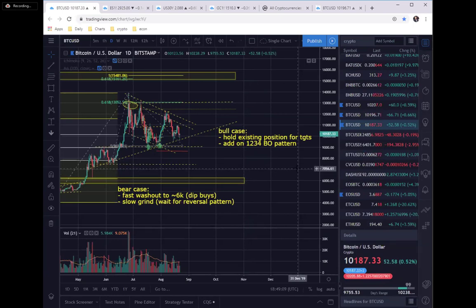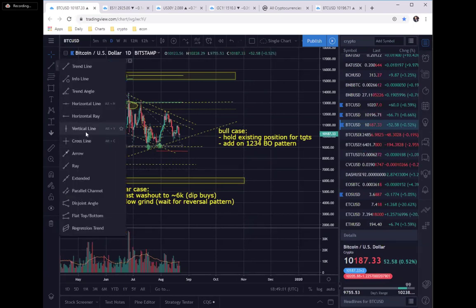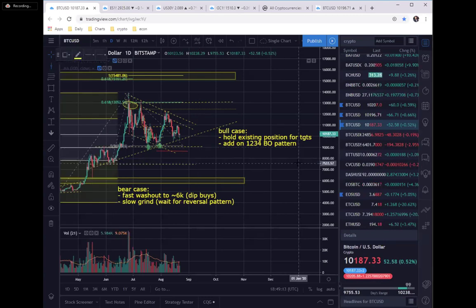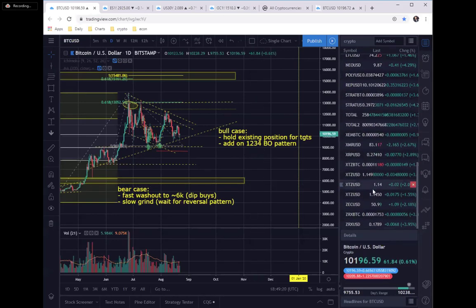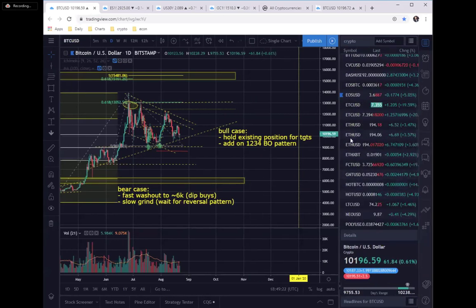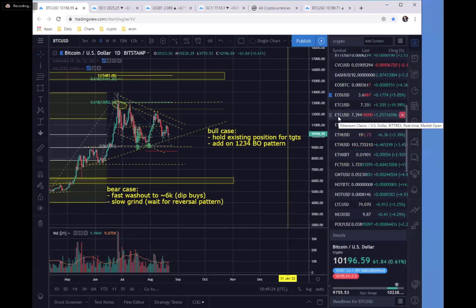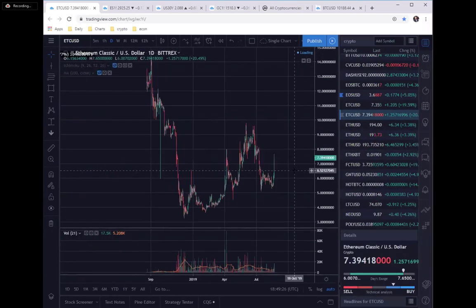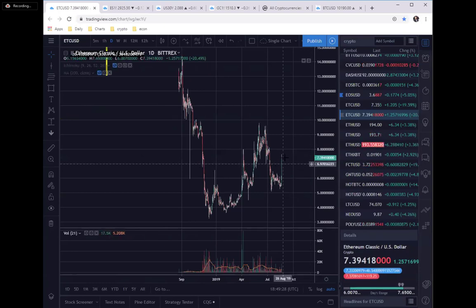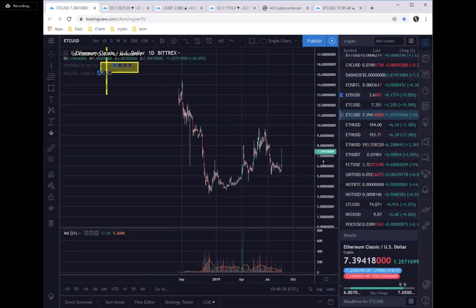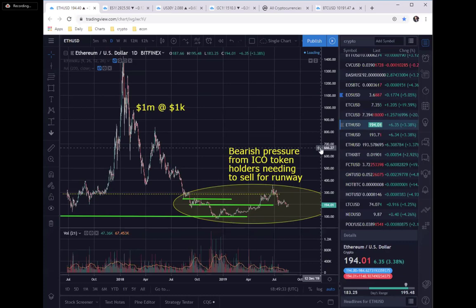Interestingly enough, a lot of alts popped green today. Could just be a small dead cat bounce, worth watching. I think ETC kind of went nuts today. I'm not quite sure why. Maybe because of the hard fork coming up. Yeah, I think it's just anticipation of that. And if you look at it longer term, it's kind of mid-range. To me, there's really nothing actionable there, in my opinion.